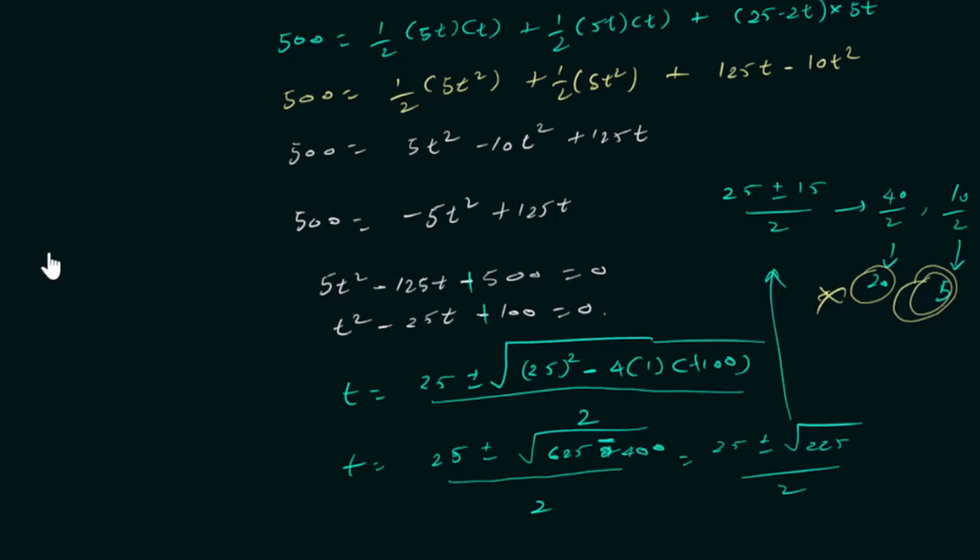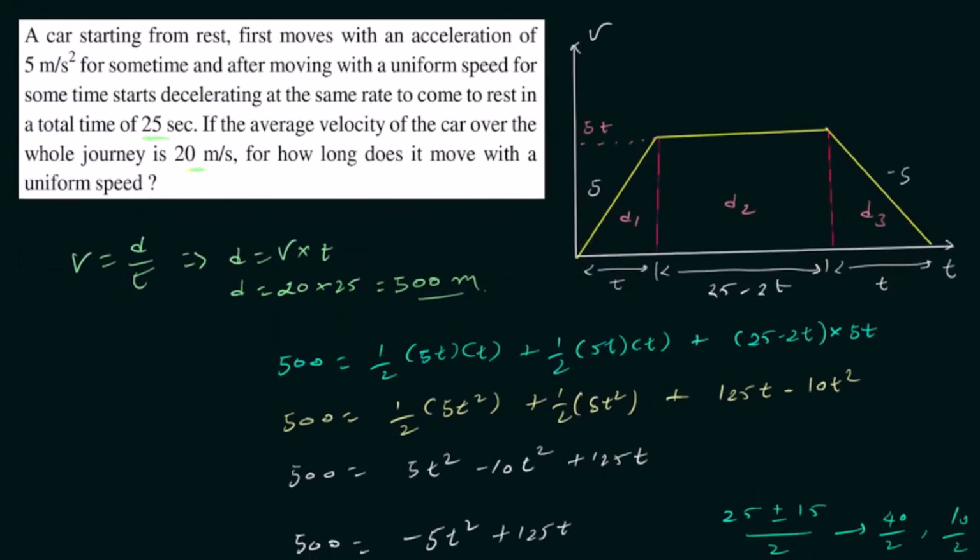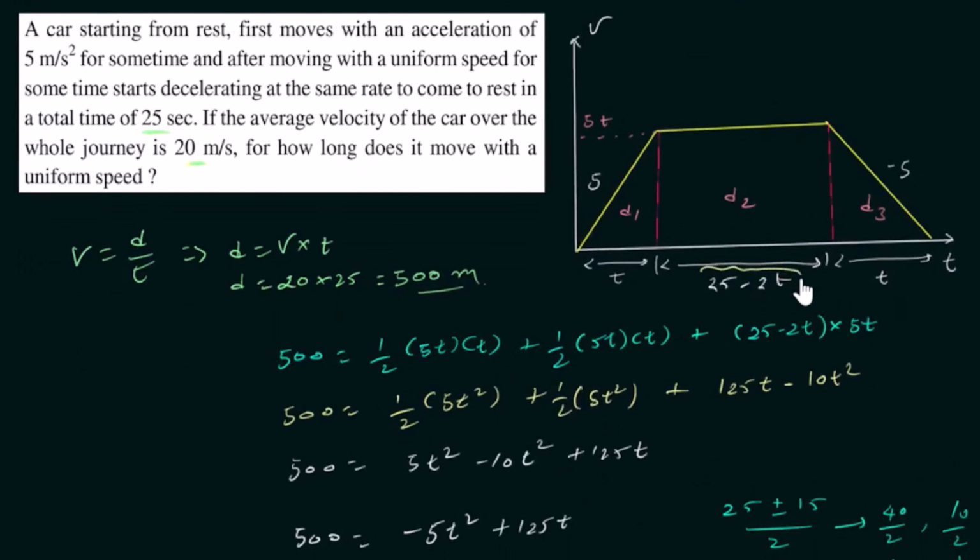Okay, now you can see that we have to find this particular time interval, 25 minus 2t. Okay, so this will be 25 minus 2 into 5, so this will be 25 minus 10, this will be 15 seconds. Okay, so for 15 seconds the object will move, car will move with the uniform speed.